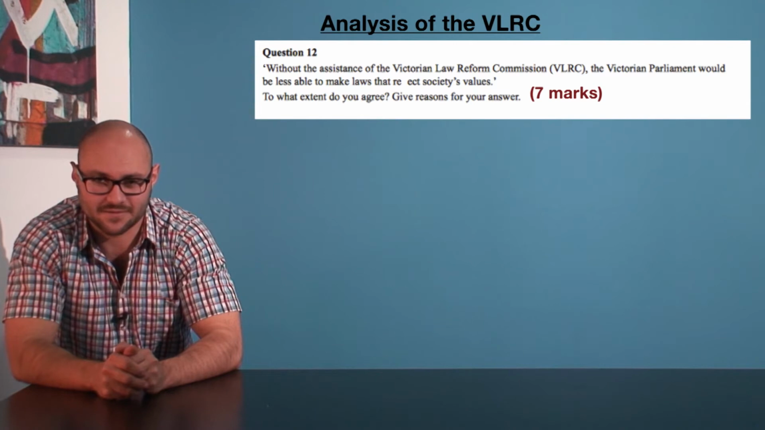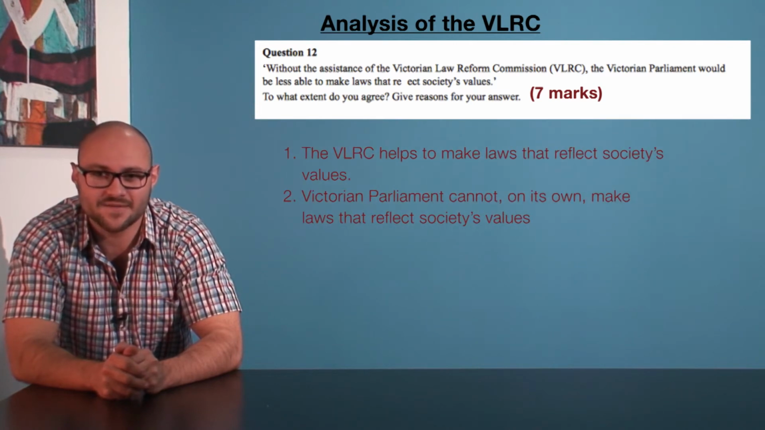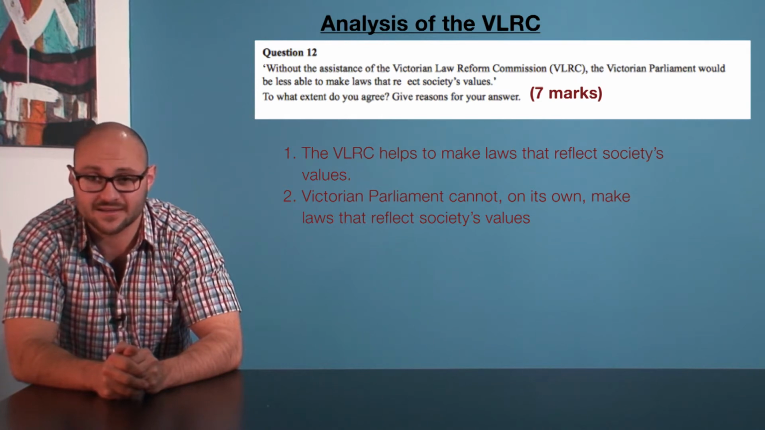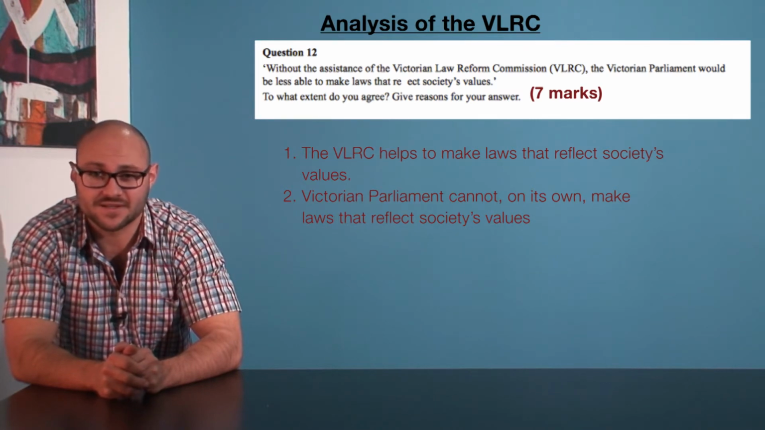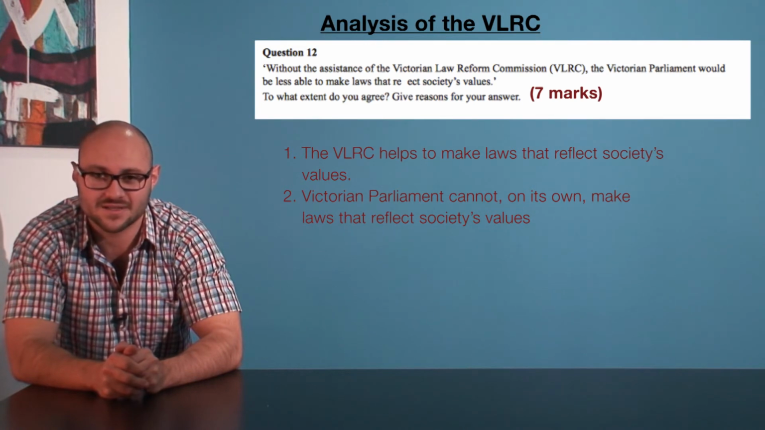Let's unpack the statement. First, it's saying that the VLRC helps to make laws that reflect society's values. Second, it says that the Victorian Parliament cannot, on its own, make laws that reflect society's values. You have to decide for yourself whether you agree with one, none, or both of those statements, and then use your knowledge of the VLRC and of Victorian Parliament to back up your opinion.